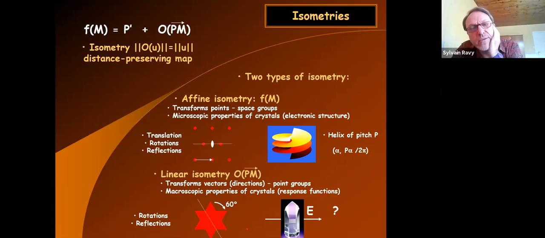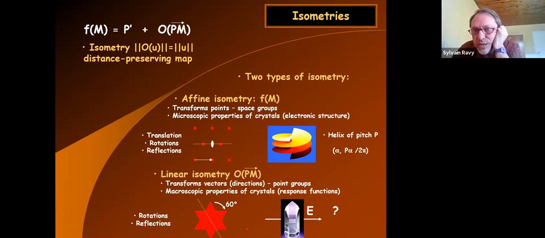So that's the affine isometry. The second sort of isometries are called linear isometries, and they transform vectors or directions, and they belong to point groups, and they describe the macroscopic properties of crystals. For example, response functions: you apply an electric field to your system and you want to know what is happening in the system. You need this sort of isometry, which is actually simpler, like rotations or reflections or combinations. We will see that in a few minutes.